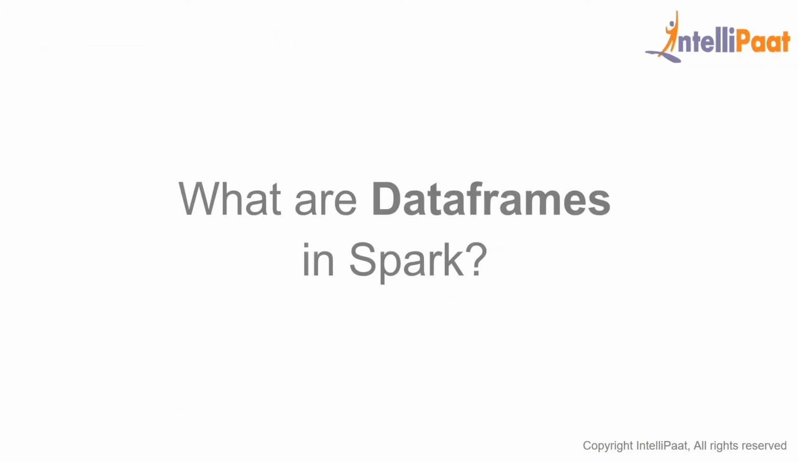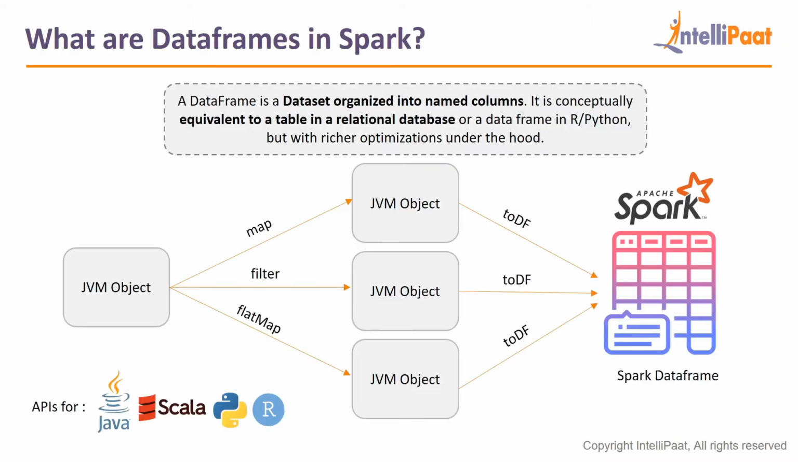And then what are data frames in Spark? So now that we know what data sets are, data frames are essentially a data set organized into named columns. So data sets are essentially arrays that are unstructured in a way. And when you convert those arrays into an actual table, an SQL table, that table is called a data frame. So it is conceptually equivalent to a table in a relational database management system, for instance, a MySQL or an Oracle database. And it is also sort of similar to the data frames that we create in R and Python.